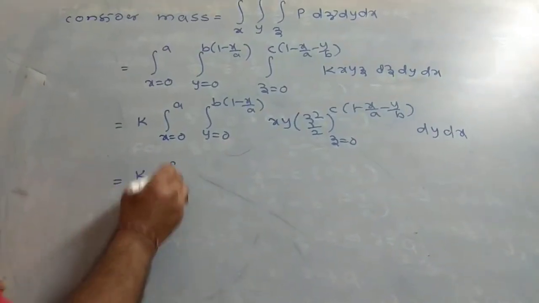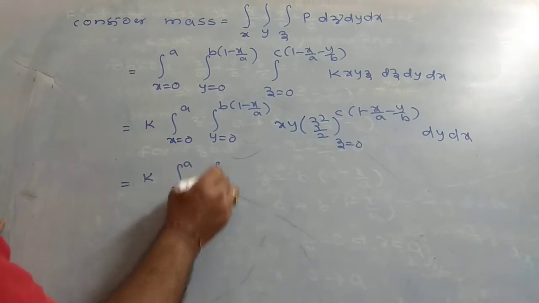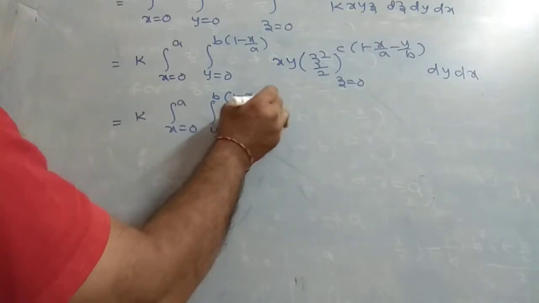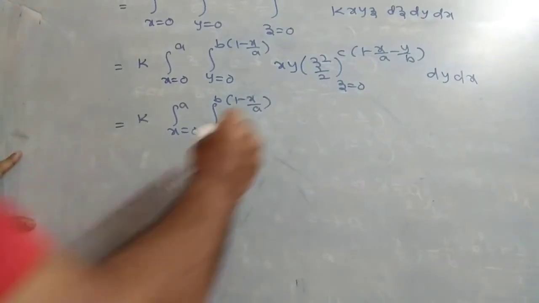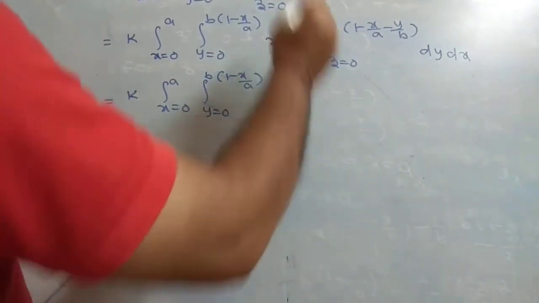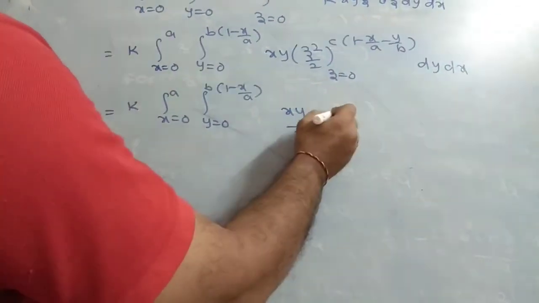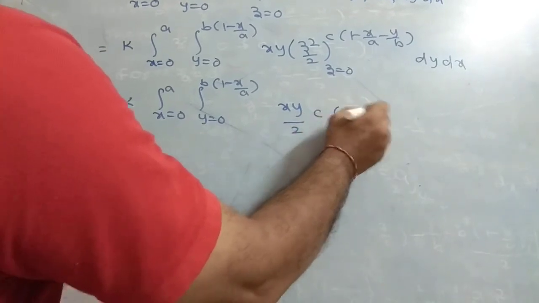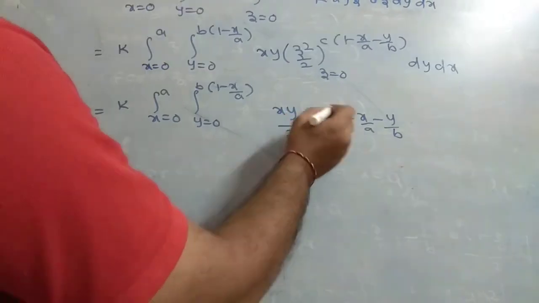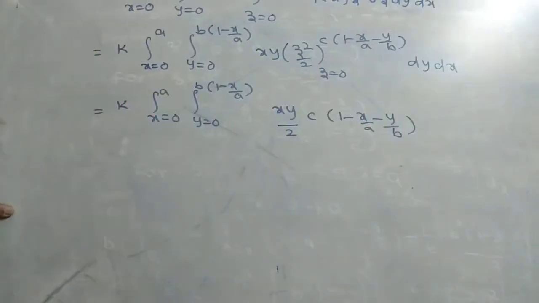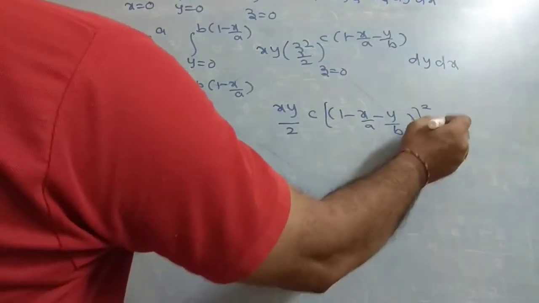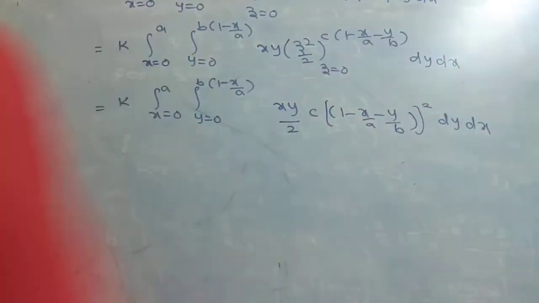So it is k integral 0 to a, integral y equal to 0 to b into 1 minus x by a. Now you substitute the upper limit: xy by 2 times c into 1 minus x by a minus y by b, all squared, and here it is only dy dx.